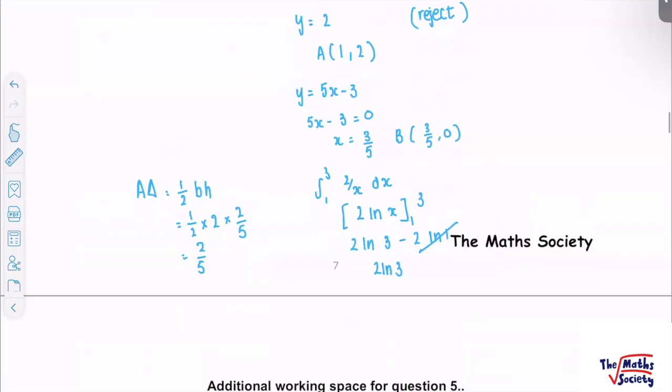So I'm going to total them up together. That's 2 by 5 plus 2 ln 3, which is ln of 3 squared equals 9. So that's 2 by 5 plus ln 9. And that is your area.